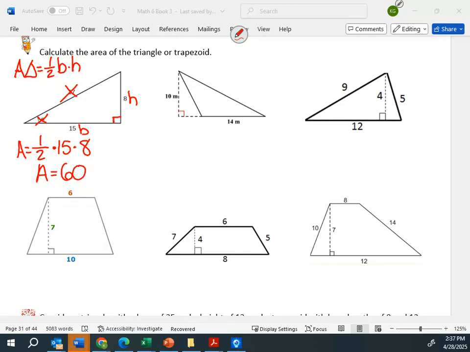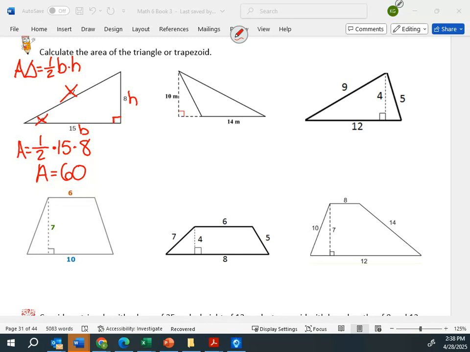We're going to do that same thing with our other two triangles. Cross off extra information. Make sure you're looking for your base being that bottom line, your height being where that right angle is connecting that height to your base. Cross off extra information. Put your numbers into your equation, 1/2 base times height, and then solve it.